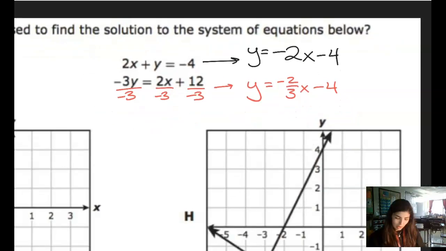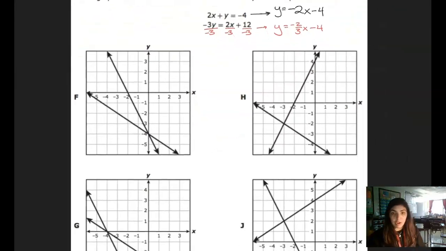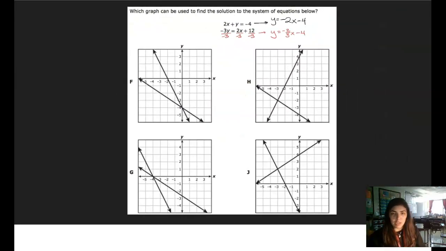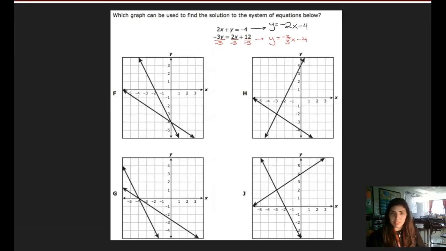Okay, now they're in forms that I can graph. So I can look at these options here and see which one of these represents the same thing. We need the black line, the one that I wrote in black, to cross at -4 and have a slope of -2. Does this one go down 2 and over 1? Down 1, 2, over 1. No, it does not. So we're going to eliminate answer choice H because it doesn't work for the black line.